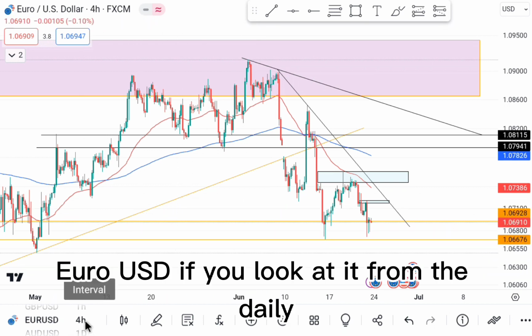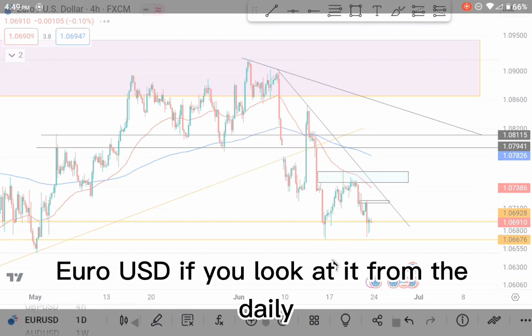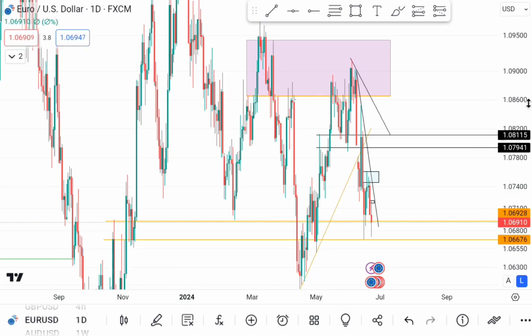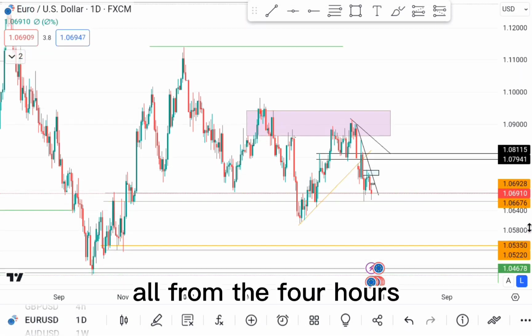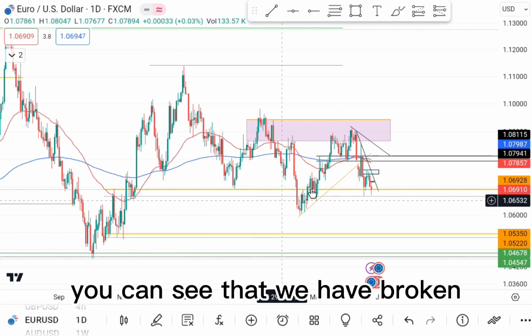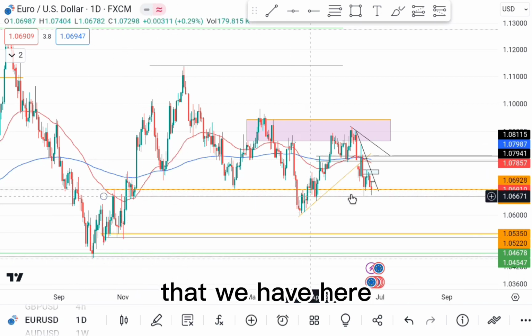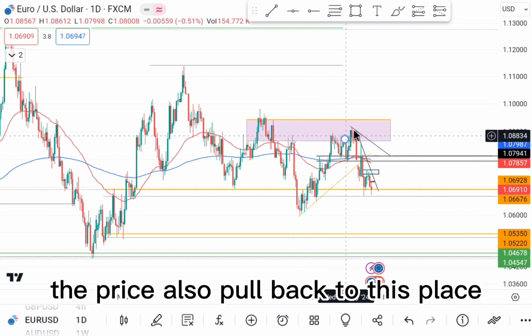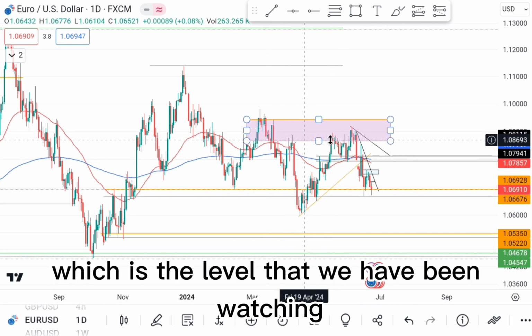Now for the EURUSD, if you look at it from the daily or from the 4 hours, you can see on the daily that we have broken this particular structure that we have here. The price also pulled back to this place, which is the level that we have been watching.